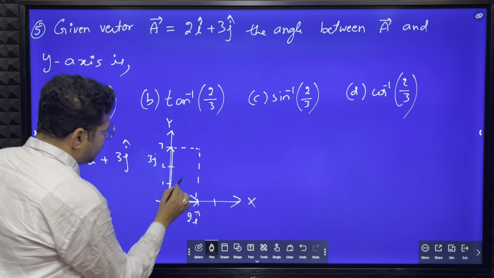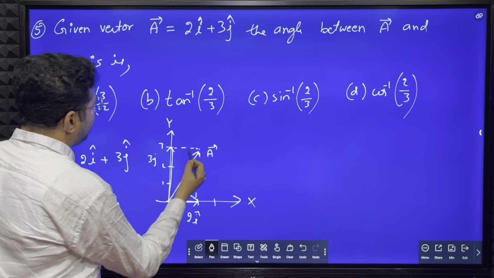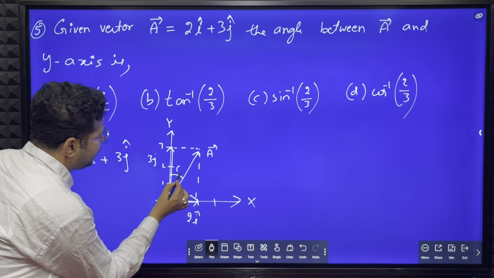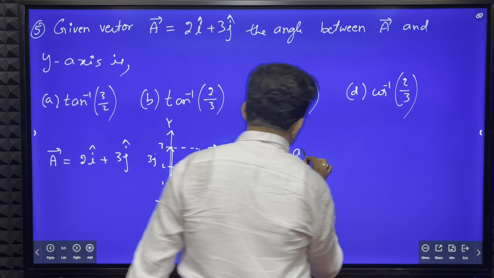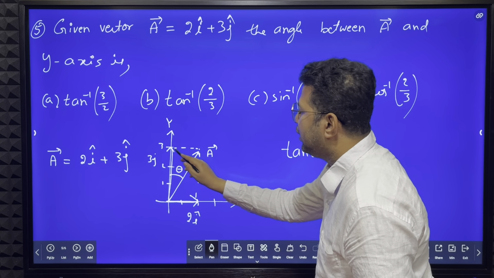Okay. Yes. Now this is vector A. What you have to find out is the angle between vector A and the y axis. If you have to find this angle, we'll define tan theta. What is tan theta? Tan theta is equal to opposite side by adjacent side.